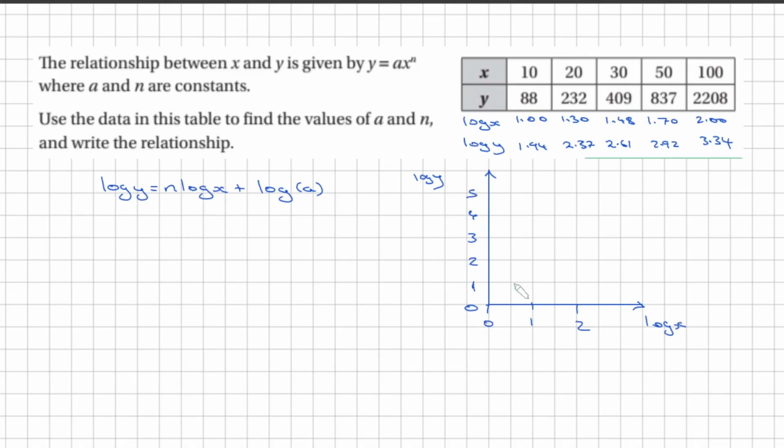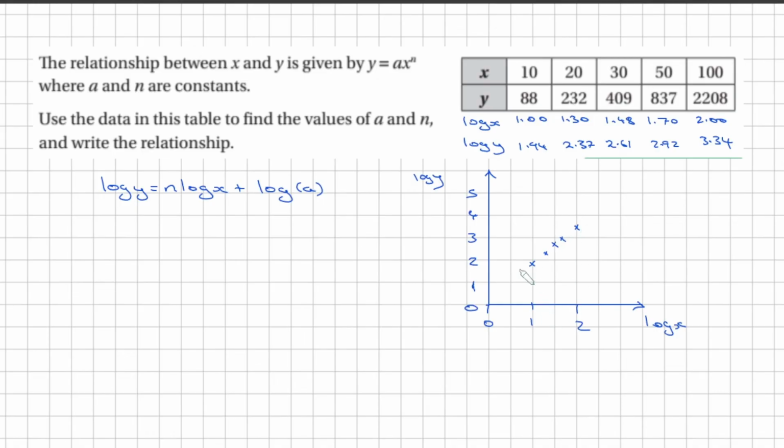Right, let me try and plot these coordinates then. So I've got coordinate 1 and 1.94, so that's about there. 1.3 and 2.37. There. 1.48 and 2.61. 1.7 and 2.92. There. And 2 and 3.34.